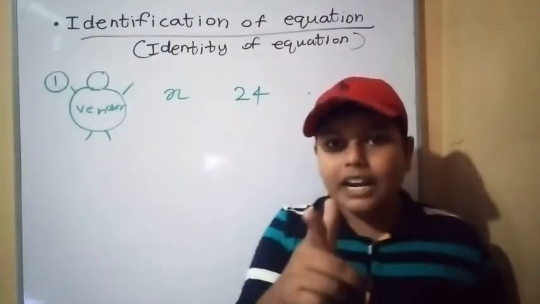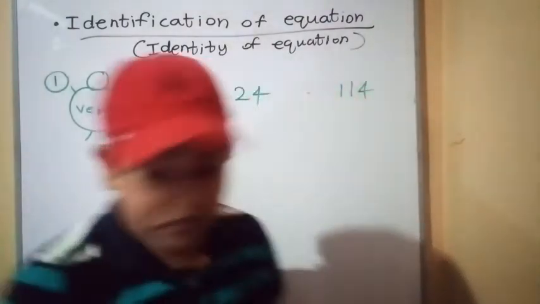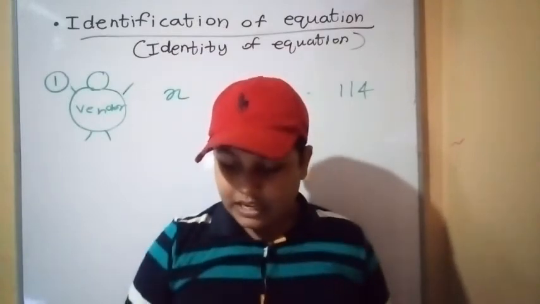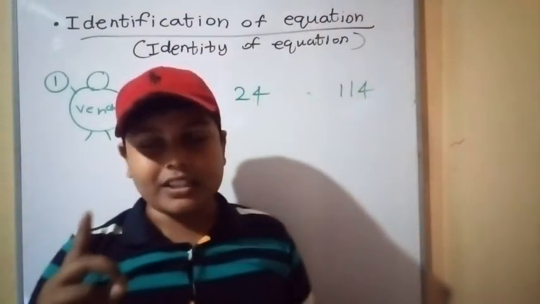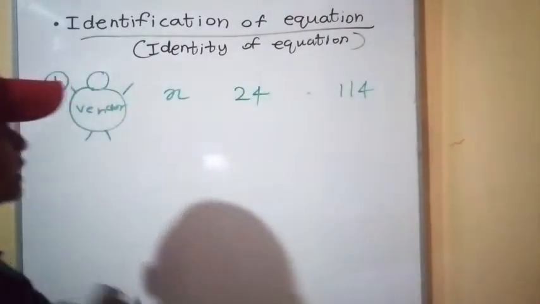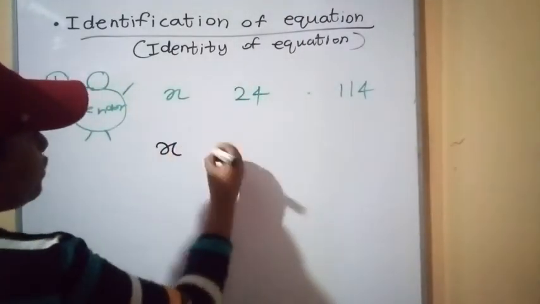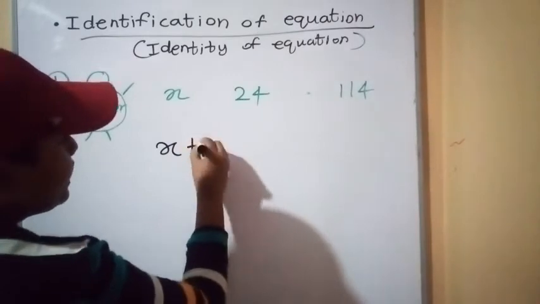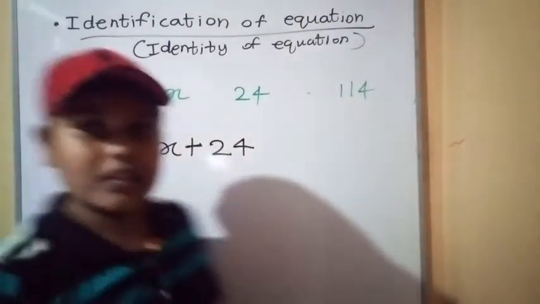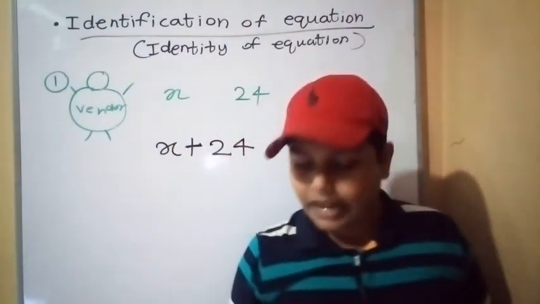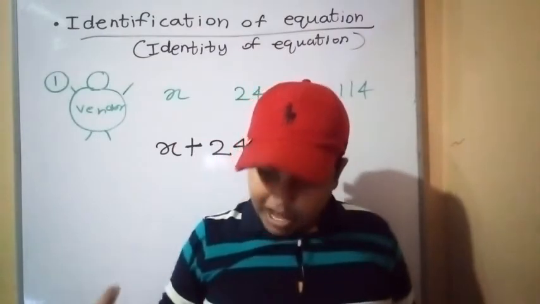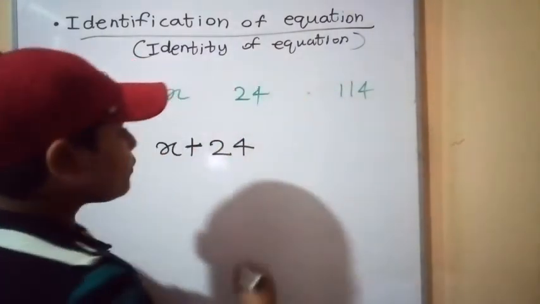Now the vendor has 114 mangoes. The vendor had X mangoes. He bought another 24 mangoes, which means not multiplying but adding. X plus 24. He now has a total of 140.